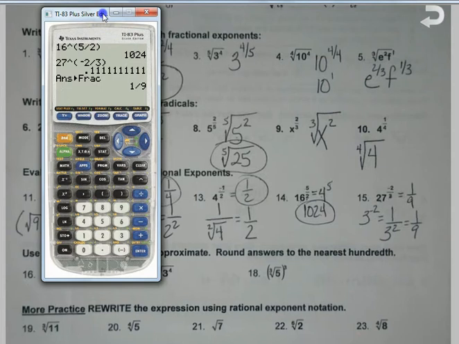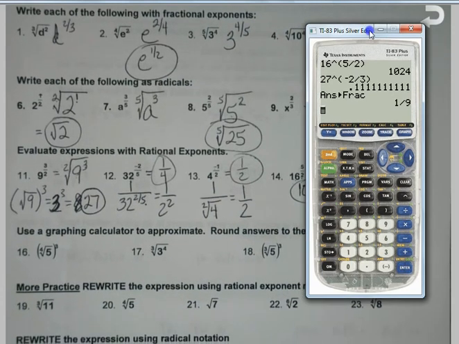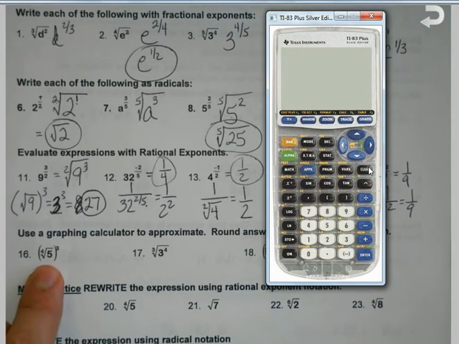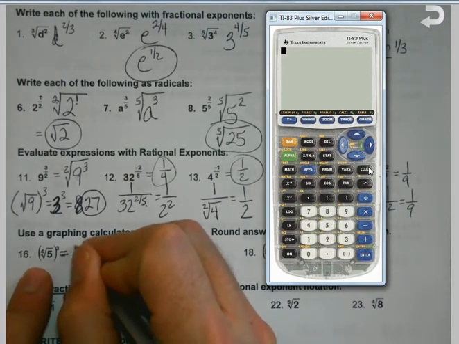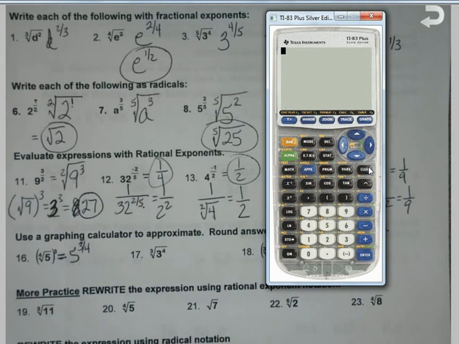Now, are there some places that using the calculator is appropriate? Absolutely. Here in the next part, use a graphing calculator to approximate. Round answers to the nearest hundredth. I don't know why it says use a graphing calculator, because I can do this without a graphing calculator. How am I going to write this in its exponent form so I can actually get it plugged into the calculator? What's this going to look like? 5 to the what power? You go exponent over root. 3/4. Okay. So we are going to do 5 to the 3 fourths.